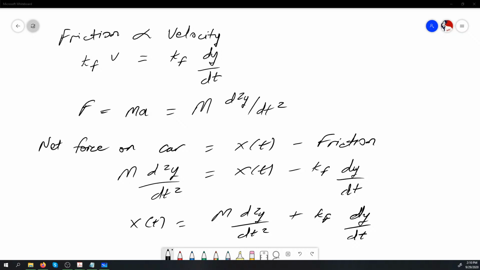I believe the coefficient of friction is dimensionless, but for all abstract purposes, we just represent this as kF, as given in the question.